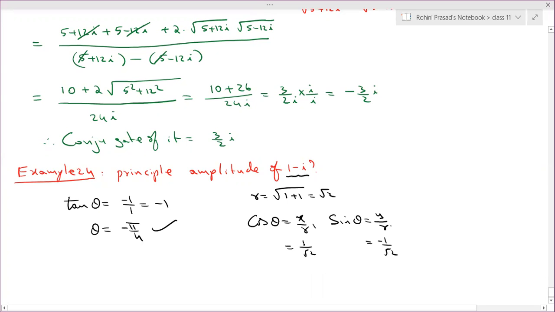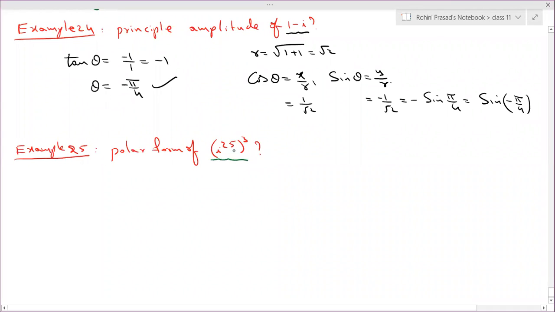So cos positive, sin negative happens only in the fourth quadrant. So it is minus, and because it's a fourth quadrant, push the minus sign inside: minus pi by 4, and we get the minus pi by 4. Either of the methods is fine. You just need to get the final answer.